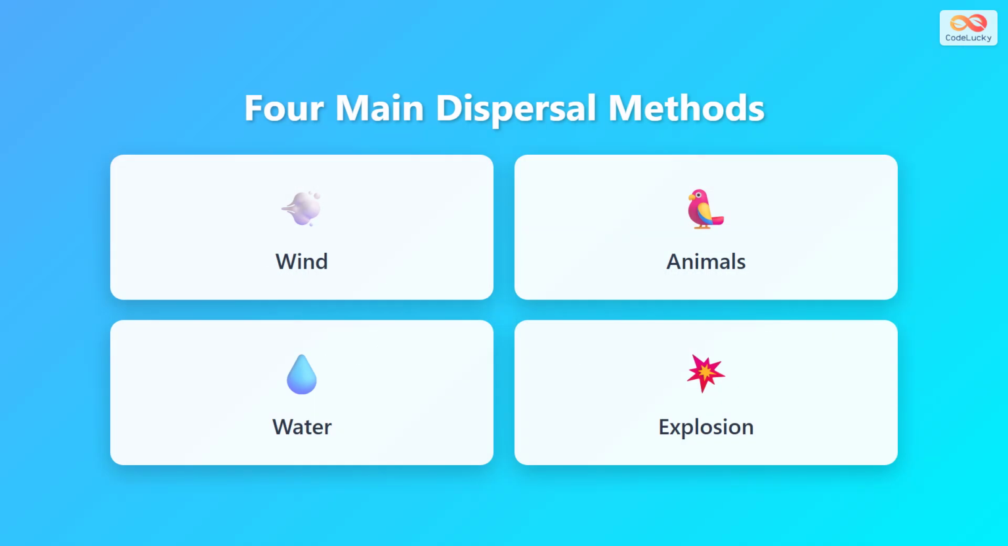Plants have evolved 4 primary methods to disperse their seeds. First is wind dispersal, where seeds are carried by air currents. Second is animal dispersal, involving birds, mammals, and other creatures. Third is water dispersal, utilizing rivers, streams, and ocean currents. And fourth is explosive dispersal, where plants forcefully eject their seeds. Each method represents a unique adaptation to ensure successful reproduction.